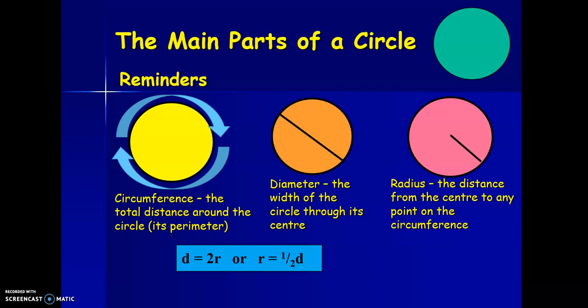Next, we're going to look at the connection between the radius and the diameter. So we can see from the diagrams that the diameter is double the radius, or the radius is a half of the diameter.